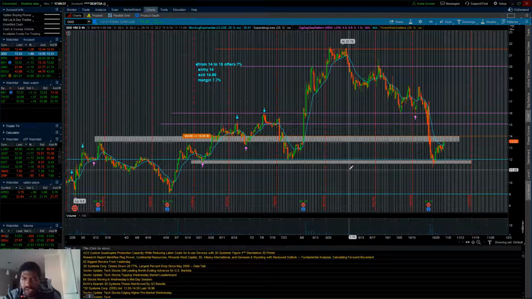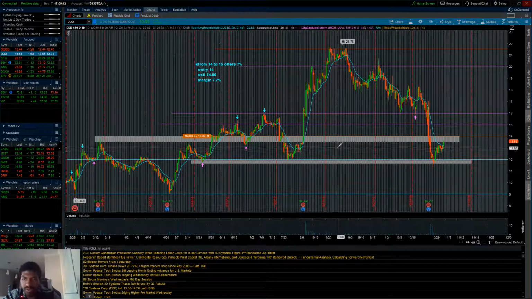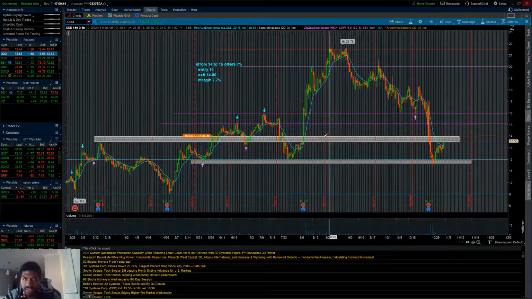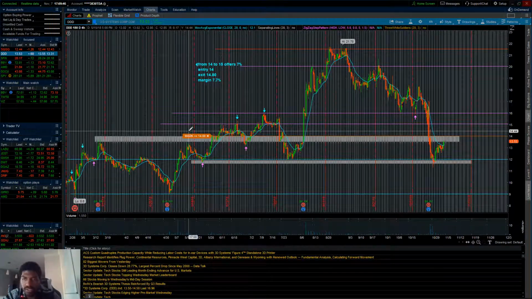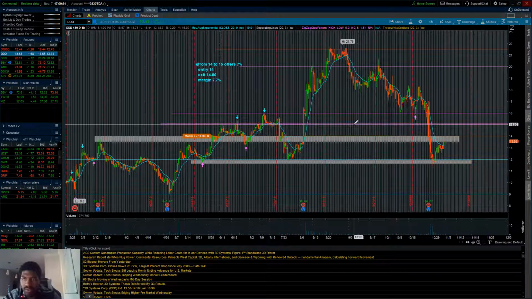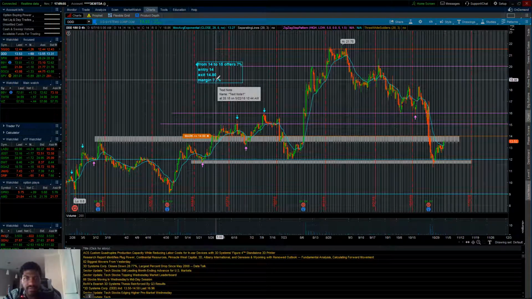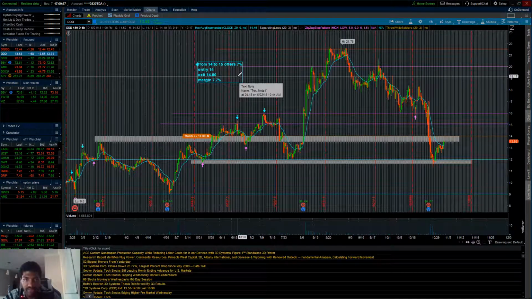As you can see, it has bounced from the zone of high demand, and it is entering another zone of resistance. But I believe if it can cross 14, we can see a continuation of the uptrend up into the next resistance, where this minor resistance is at 15, this solid purple line. And from 14 to 15 offers 7% margin.